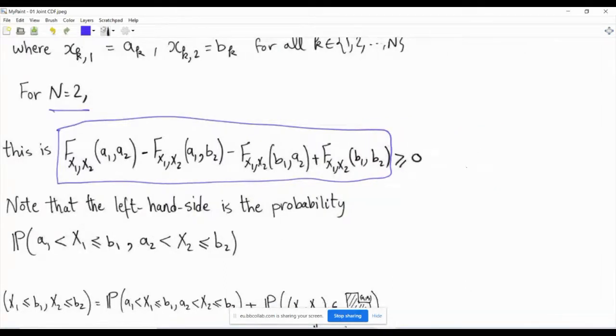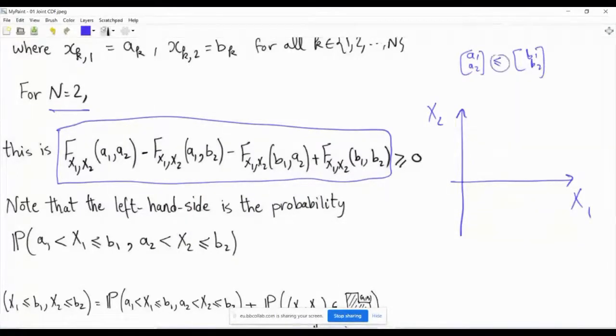So basically we have 2 random variables. So let's imagine them. So this is x1, okay, and this is x2. And then we choose (a1, a2) less than or equal to (b1, b2). And this inequality is to be understood element-wise or component-wise. And so basically this is a1, it's here. This is b1, and this is a2, and this is b2.